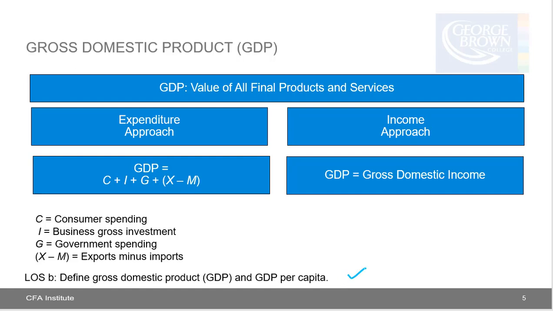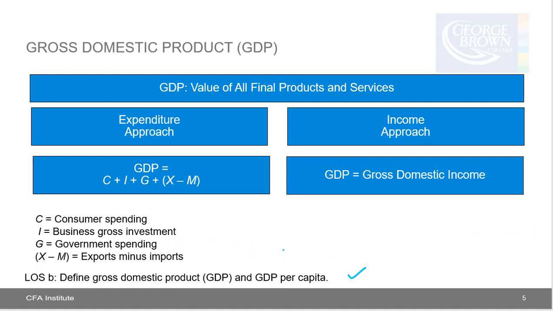Learning outcome statement B is define gross domestic product, GDP, and GDP per capita, okay? So gross domestic product, GDP, also known as total output, is the total value of all final products and services produced within a country over some time period. Economists may express it on a per capita basis, which is equal to GDP divided by the population. GDP per capita is a standardized measure that allows comparison between countries or over time in a country because it is adjusted to reflect different population levels among countries or changes in population levels within a country.